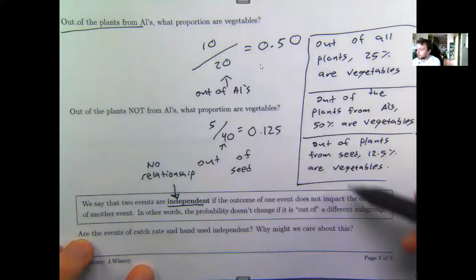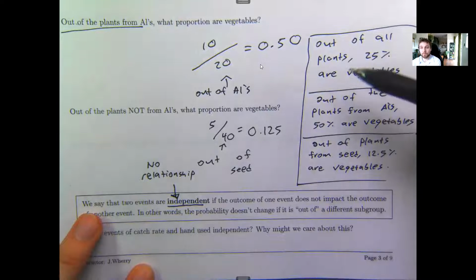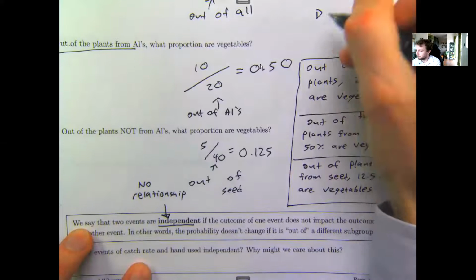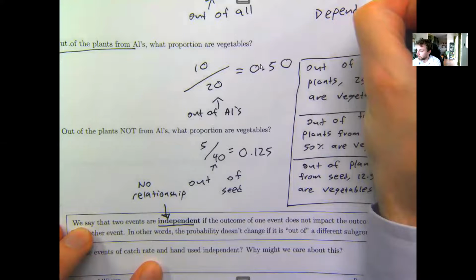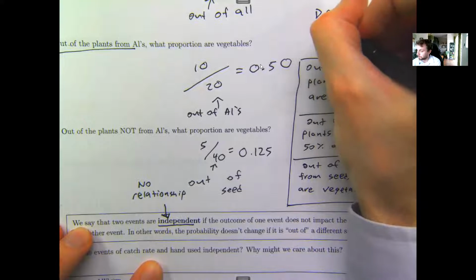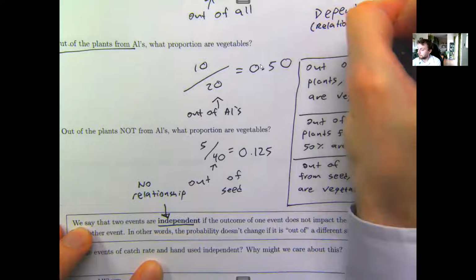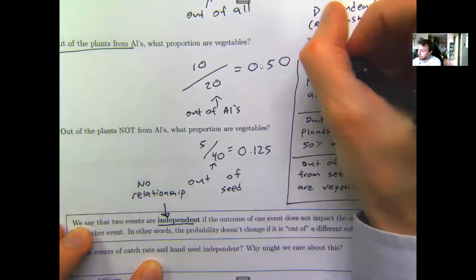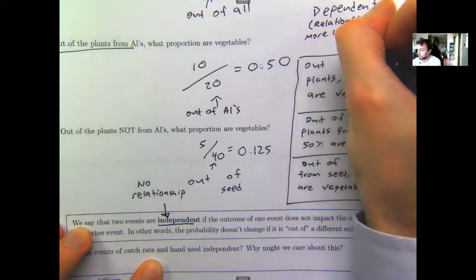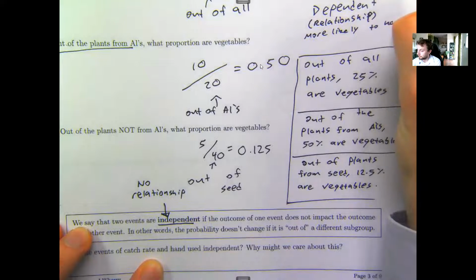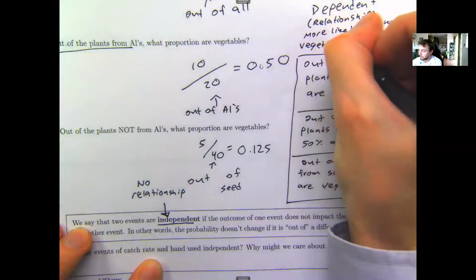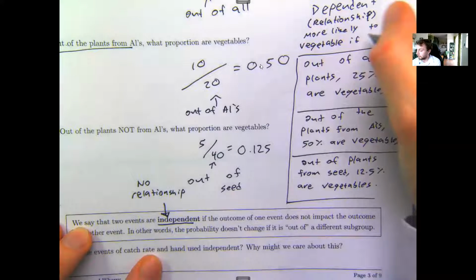In this problem here, though, the probability did change. So in the situation where you would see a change in probability, we say the events are dependent. Dependent means there's a relationship. In this case, that relationship would be more likely to have something be a vegetable if you know it's from owls.